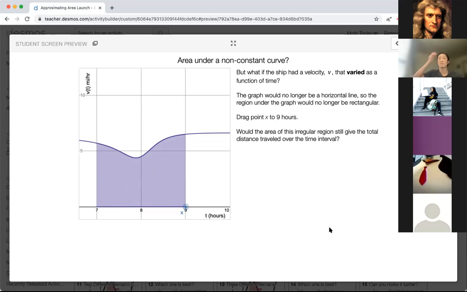what do we think? All right, so there's no place for you to type in an answer, but maybe send me a private message that says whether a yes or no. Yes, you think this area of the irregular region still holds, that it's going to give us the total distance traveled, or no, you don't think it's going to give us the total distance traveled.